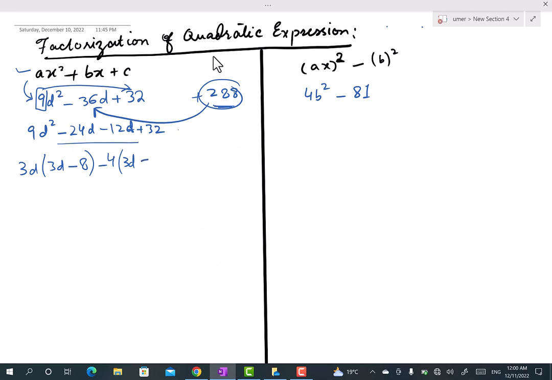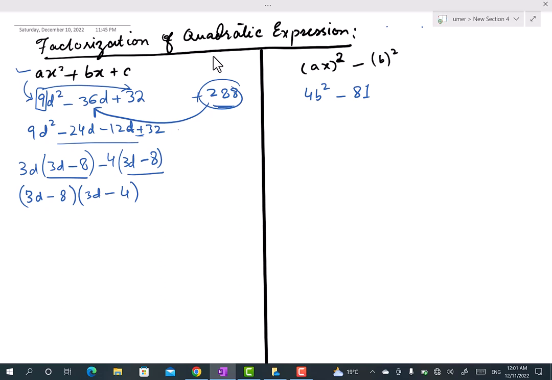Minus 3d, and then since minus is common, the plus will also going to be changed into minus. Now 4 8s are 32. Since these two factors are common in these two terms, we will take them common. So 3d minus 8, if we take common from these two terms. Now from first term it's 3d, and from second term it's minus 4. These are the two factors of the given equation.